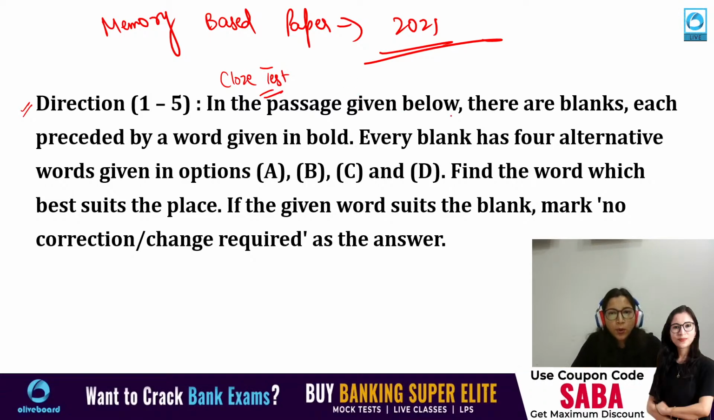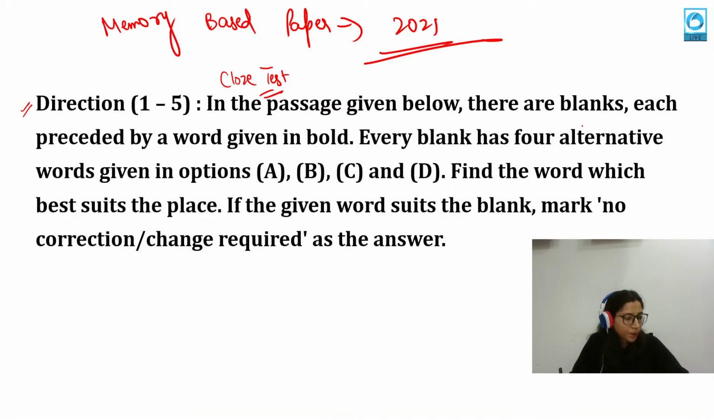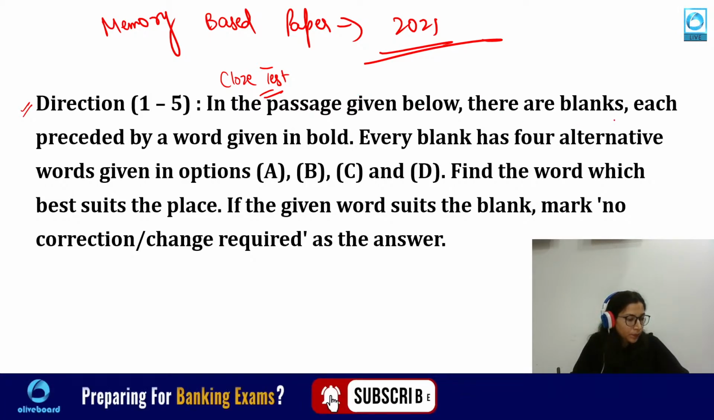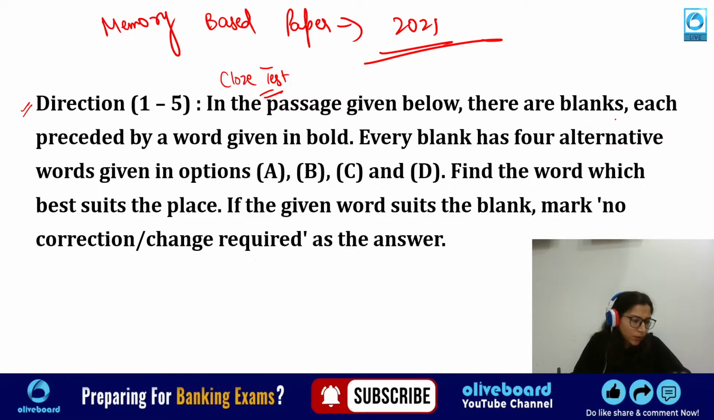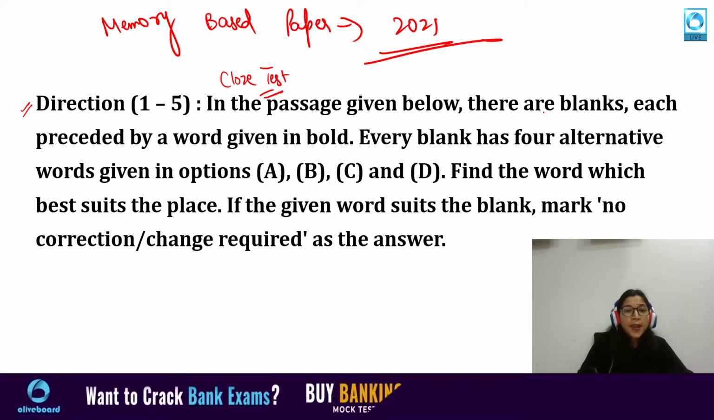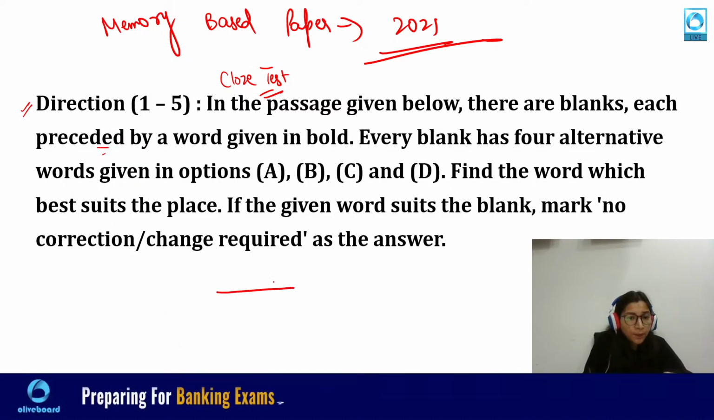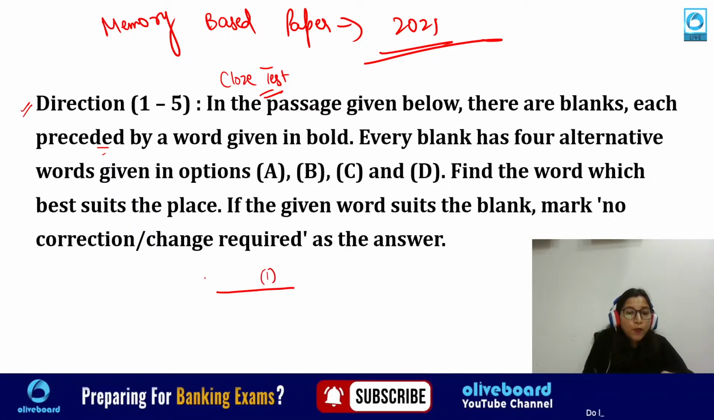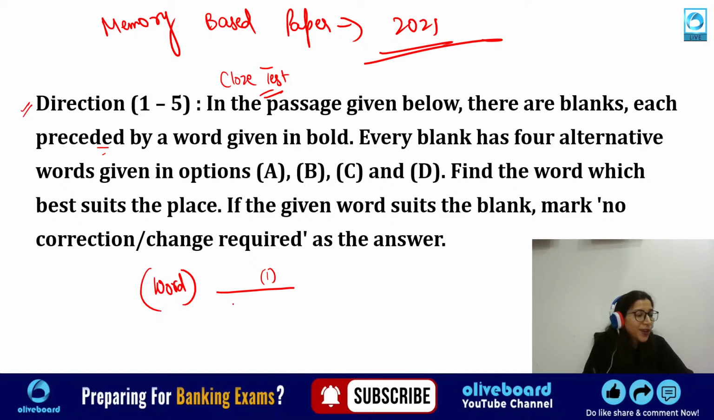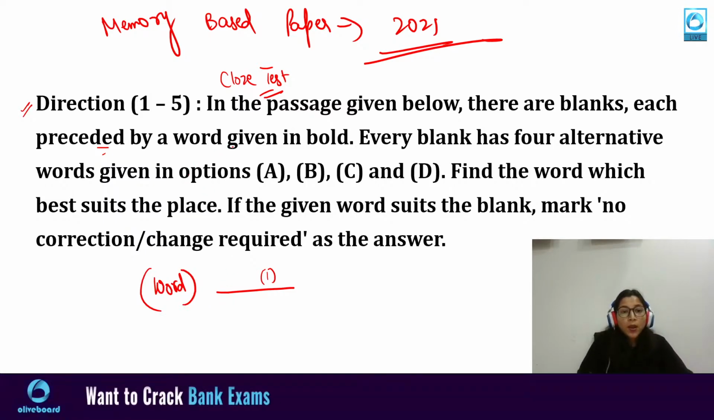In the passage given below, there are blanks, each preceded by a word. Now, please go through the direction clearly. A blank will be given, or before each blank, a word is given. A word is preceding each blank, okay?